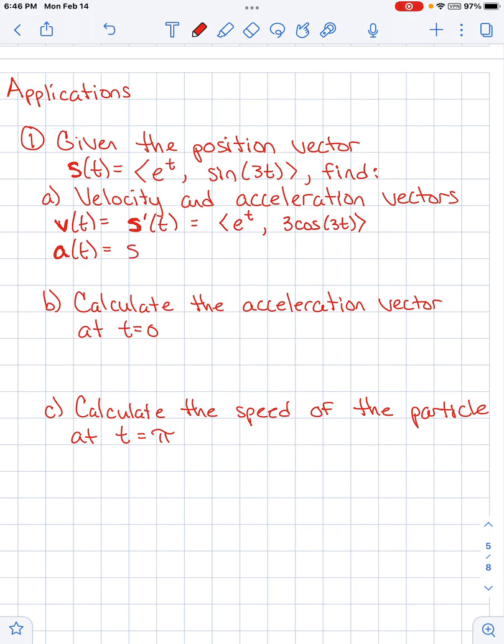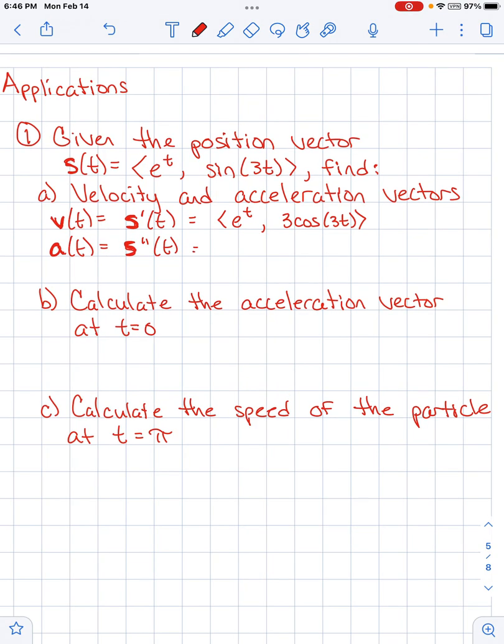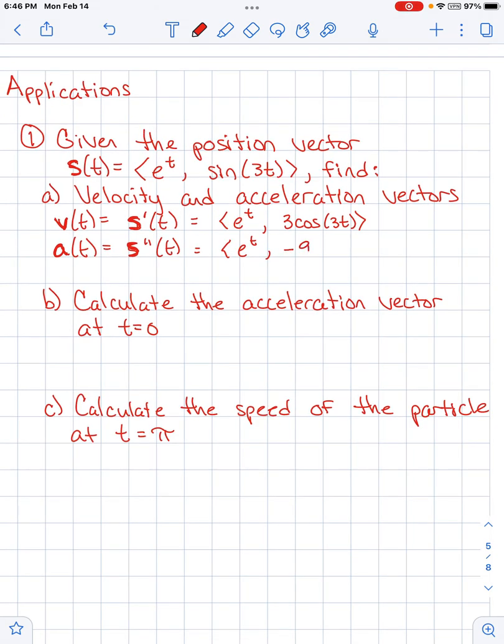Now to find the acceleration, that is the second derivative of the position function. So I'll differentiate the velocity. So the derivative of e to the t is e to the t. The derivative of 3 cosine 3t is negative 9 sine of 3t. There's the acceleration vector.